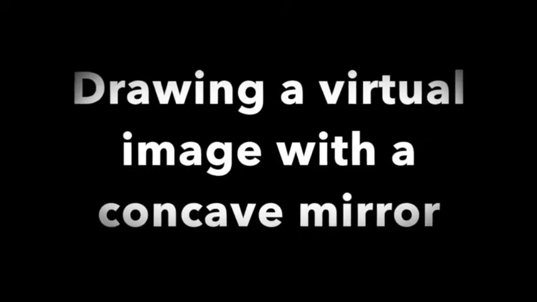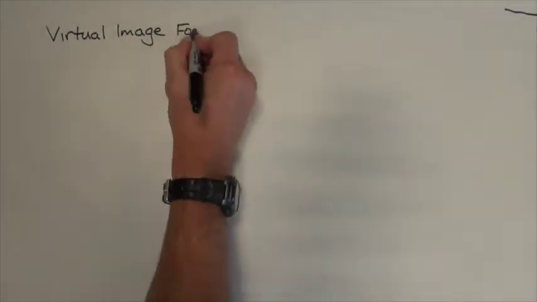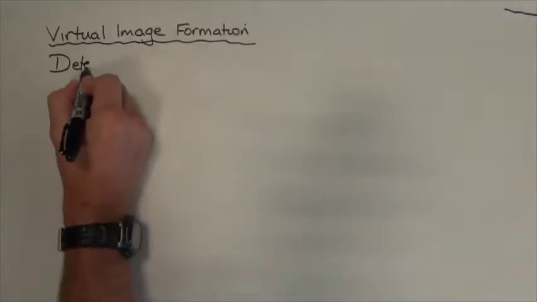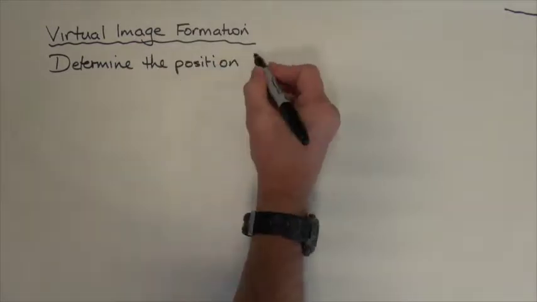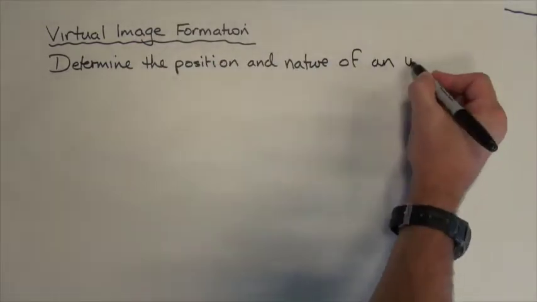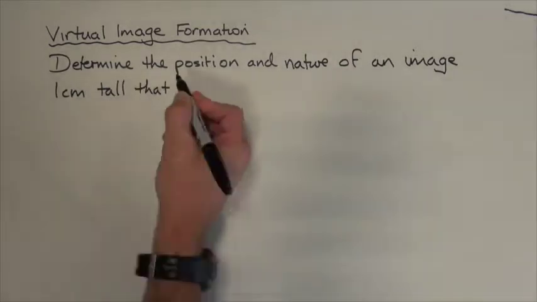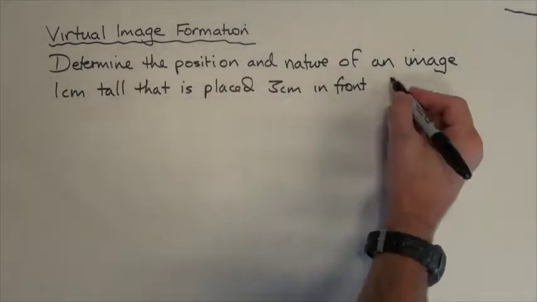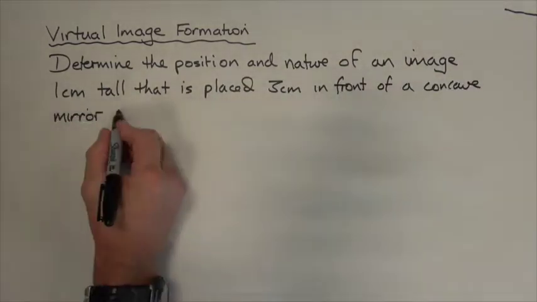In this video, we're going to be drawing a virtual image with a concave mirror. So let's set up a scenario where we're going to produce a virtual image. What we're going to be doing is determining the position and the nature of an image 1 centimeter tall that is placed 3 centimeters in front of a concave mirror of a focal length 6 centimeters.